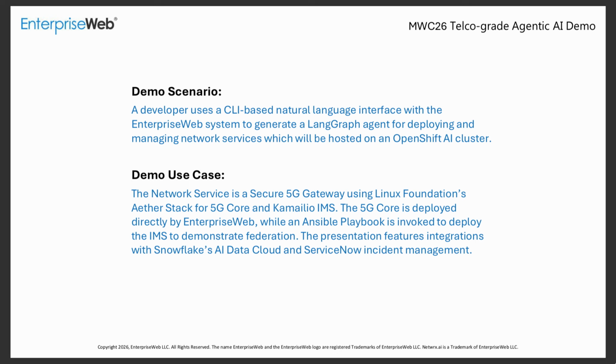The actual use case that the agent will deploy and manage will be a secure 5G gateway using open source projects Aether from the Linux Foundation for a 5G core and Chameleon IMS. It'll be deployed by EnterpriseWeb using Ansible playbooks as part of the deployment for the IMS itself. And then the presentation will feature integrations with Snowflake's AI Data Cloud to act as an inventory and a source for telemetry, and then a ServiceNow incident management system, which you'll see interactions with as part of the demo.